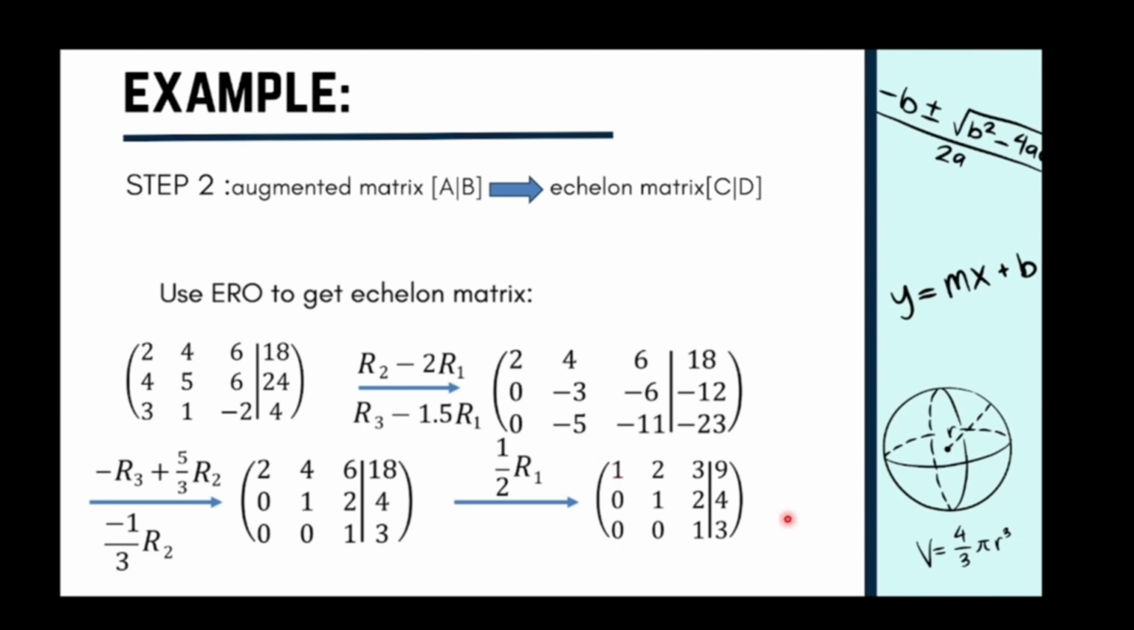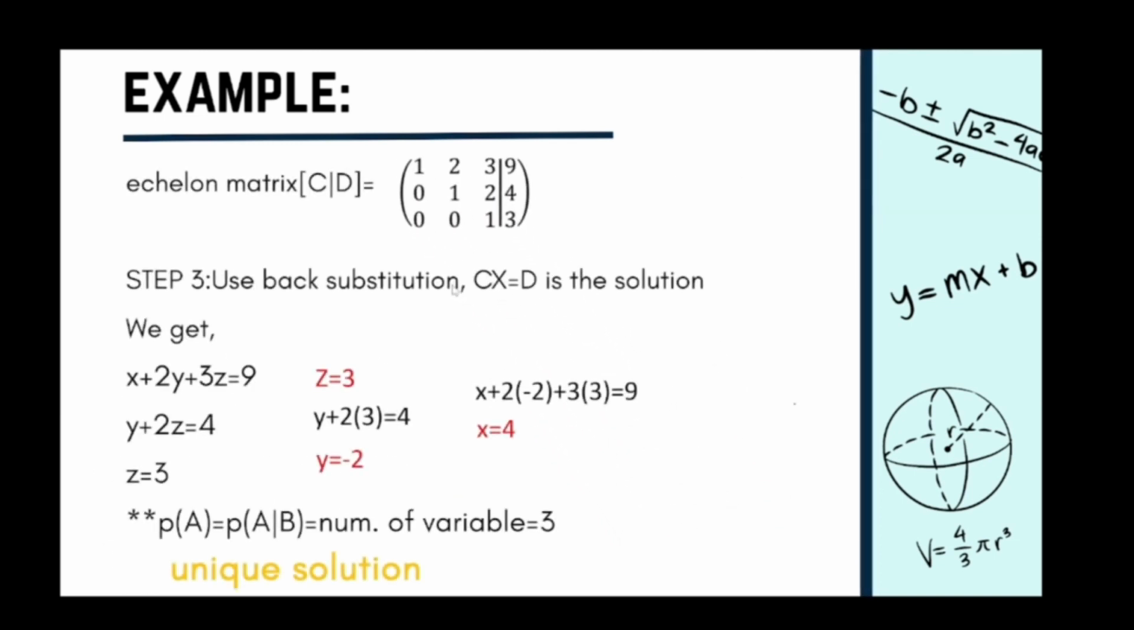After we get the echelon matrix, we use back substitution. We restate the x, y, z, and we can get back the linear equations, and then we just do the substitution. So we can get x, y, z. As the rank of the matrix A is equal to the rank of the matrix AB, which is equal to the number of variables, which is 3, it is a unique solution. So there is only one answer for each unknown.